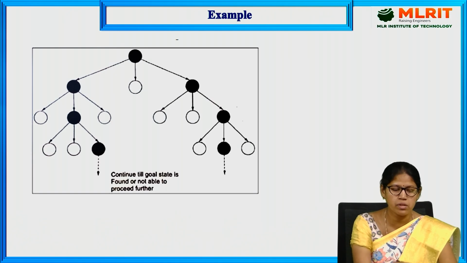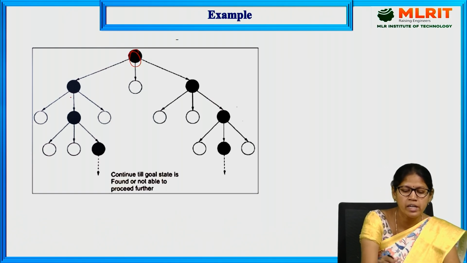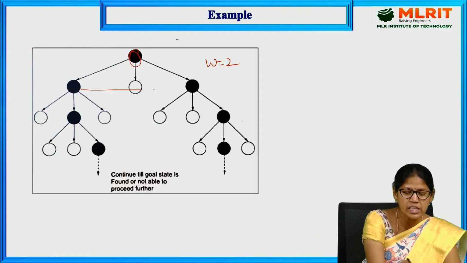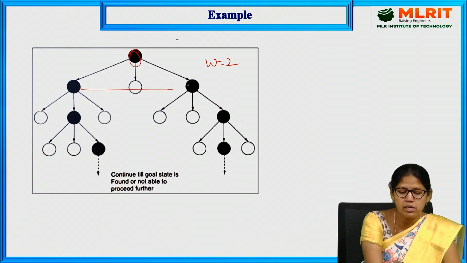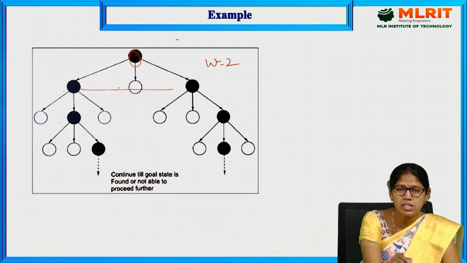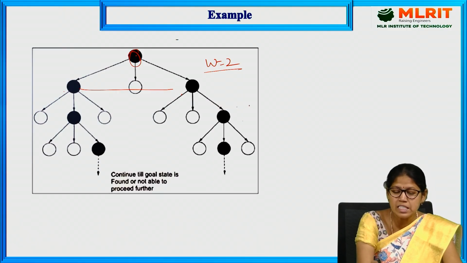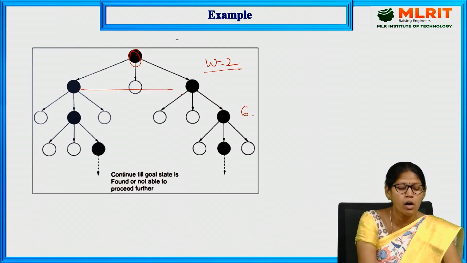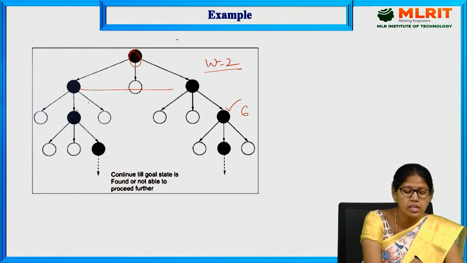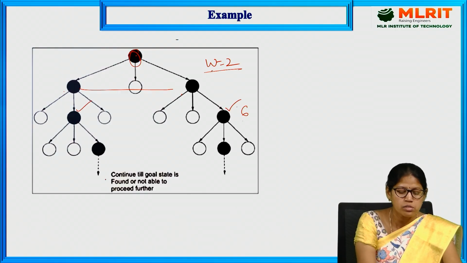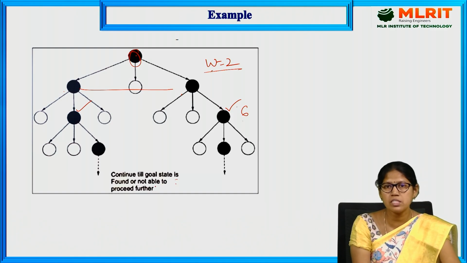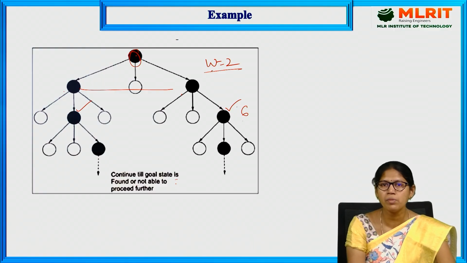Let's see the example. This is the root node, and here W equals 2. In each level, look at the first level. Here the root node contains 3 successors. Out of these 3 successors, it takes the 2 best nodes. Let's see the third one: 1, 2, 3, 4, 5, 6 successors. 6 nodes are there. Out of these 6 successors, it takes 2 because W equals 2. This process will continue till the goal state is found or it is not able to proceed further. If a solution does not exist, the algorithm will terminate after reaching the terminal nodes.